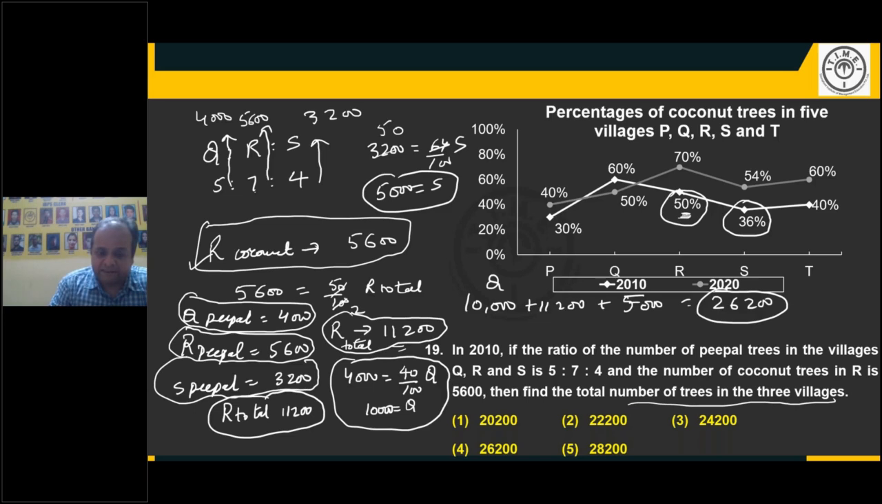Now these are people trees. Now we have to find out the total trees. R's total is clearly identified as 11,200. For Q, 4,000 should be equal to 40% of Q. Why?